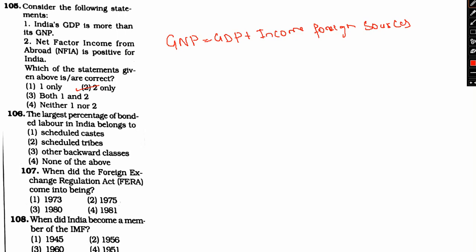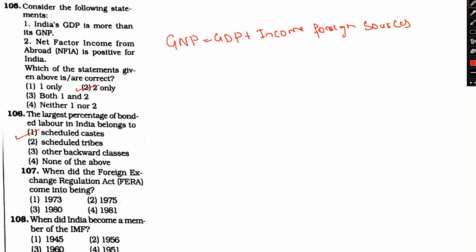The largest percentage of bonded labor in India belongs to which category? Option 1 is Scheduled Castes or SCs, option 2 is Scheduled Tribes or STs, option 3 is Other Backward Classes or OBC, and option 4 is none of the above. So our answer here is that the largest share of bonded labor belongs to Scheduled Castes, so option 1 is the correct answer in this regard. Okay, next up we will go to 107.